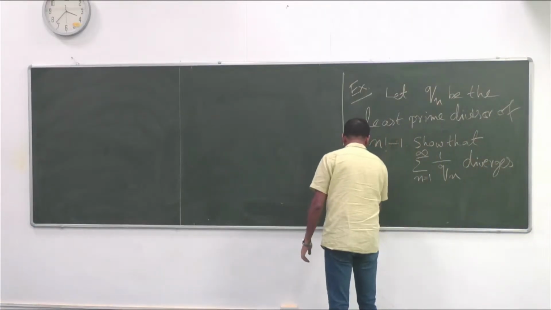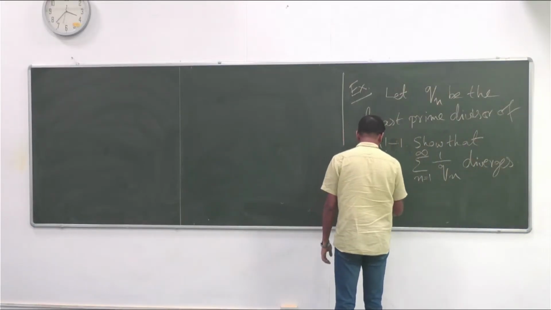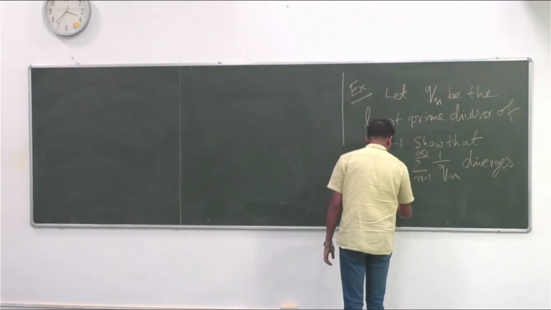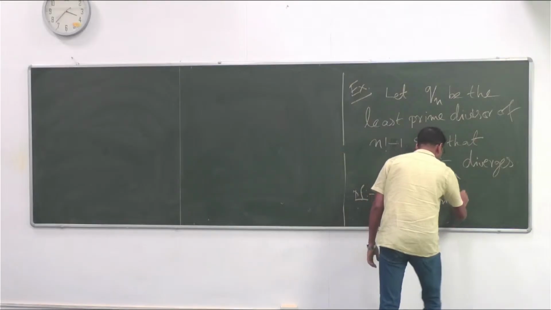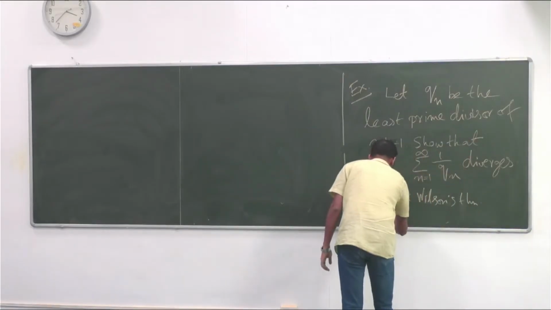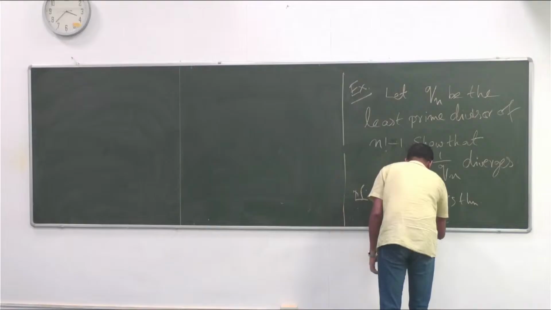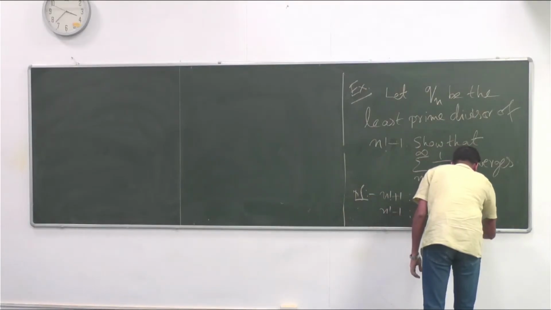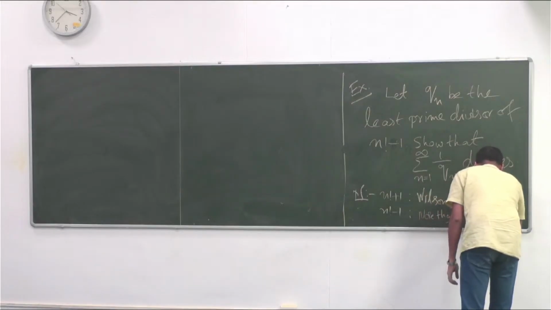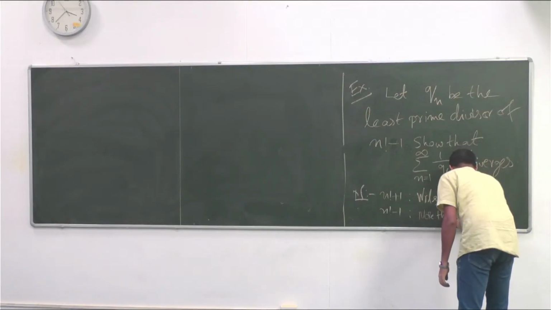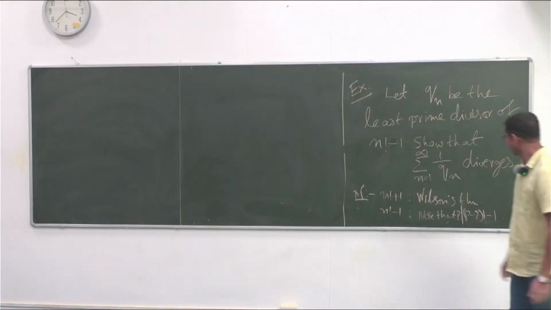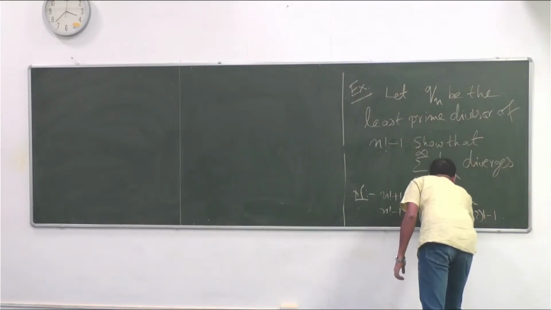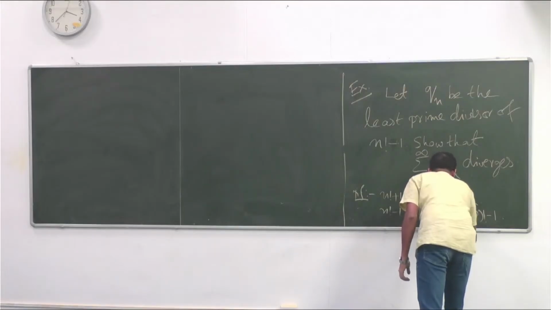So proof is, the first one for n factorial plus 1, just Wilson's theorem. For n factorial minus 1, note that p minus 2 factorial minus 1 is divisible by p. Okay. And you are done. And that follows from Wilson's theorem as well. So it's a corollary of Wilson's theorem. Okay.